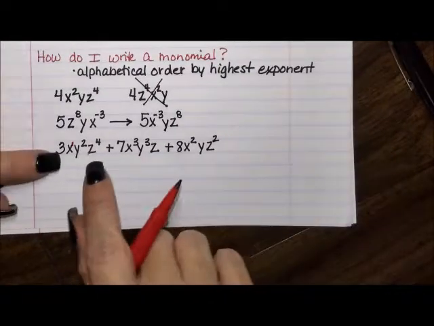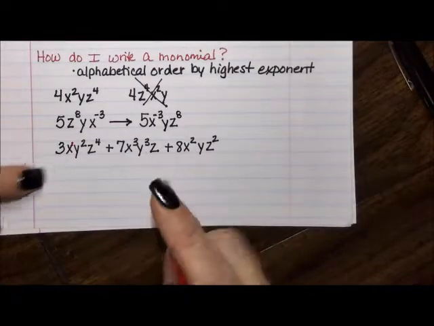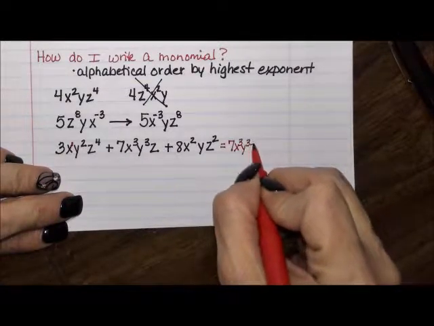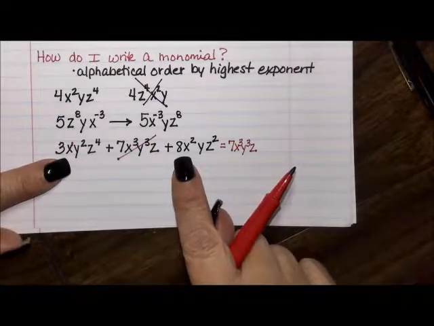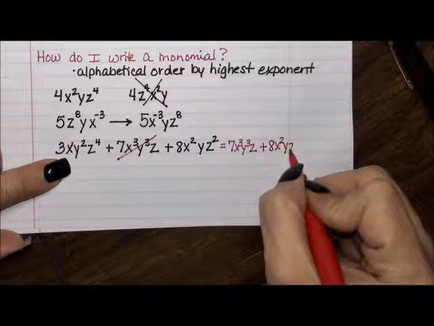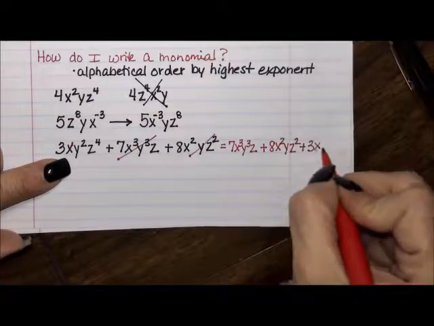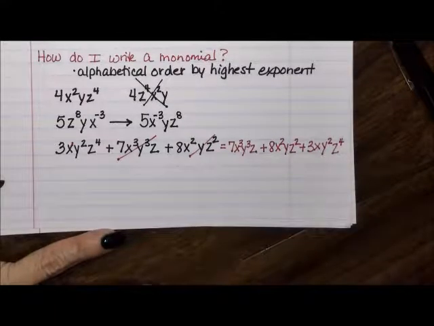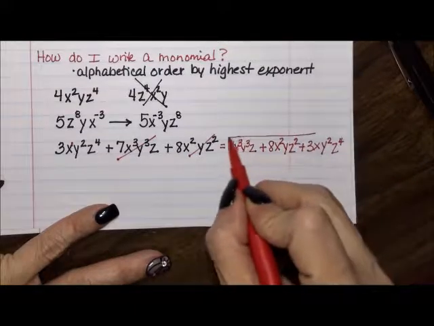All right, so what's the highest exponent on the x? 1, 3, and 2. This one. So that means when I write this, I'm going to put 7x cubed y cubed z first. I'm going to mark it off because I've used it. Which one goes next? Yeah, the 8. So plus 8x squared y z squared, leaving me with plus 3x y squared z to the 4th. Now, again, you don't worry about anything other than the x's. I'm putting those 3, 2, 1. Now, this is my answer.